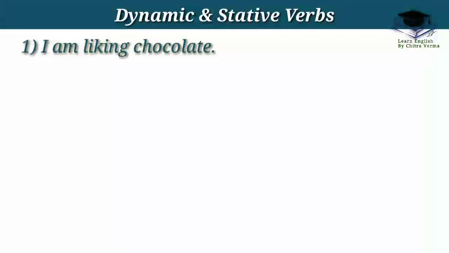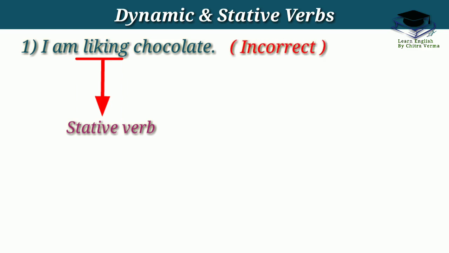I am liking chocolate. Here, I is the subject, am is an auxiliary verb, liking is the main verb, chocolate is an object here. The verb like belongs to our emotions, so it is a stative verb and we cannot use it in progressive tense. So this sentence is incorrect.